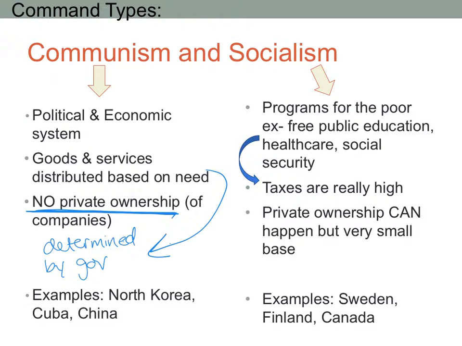The other part of a command society with some government control is called socialism, which is our right side of this slide over here. So with socialism, there are programs for poor people. So think like free education. So if you wanted to go to college, everybody could go to college and it would be free. Okay, there is free health care. If you need to go to the doctor, great, let's all go to the same doctor and everybody has the same access to that. And Social Security.